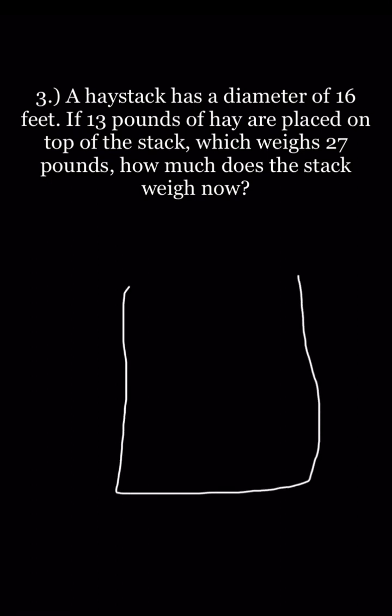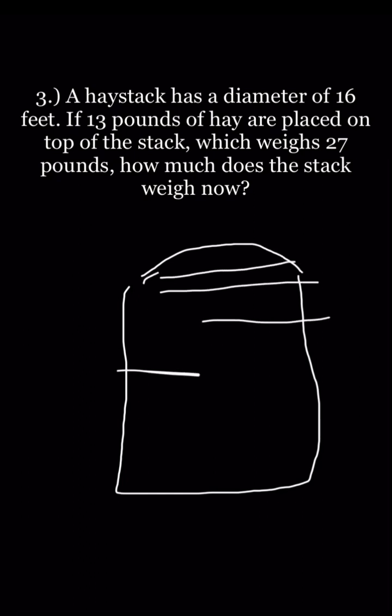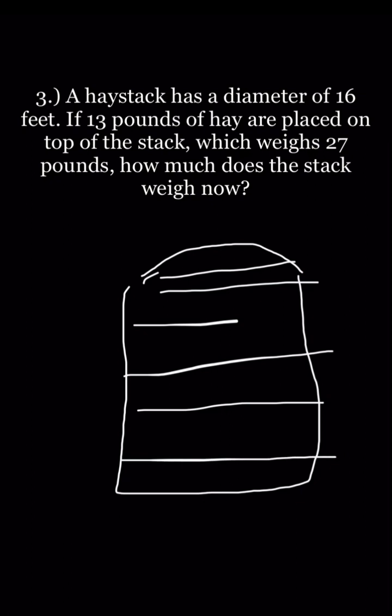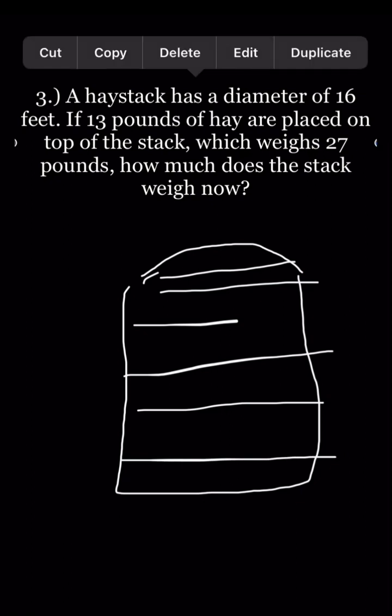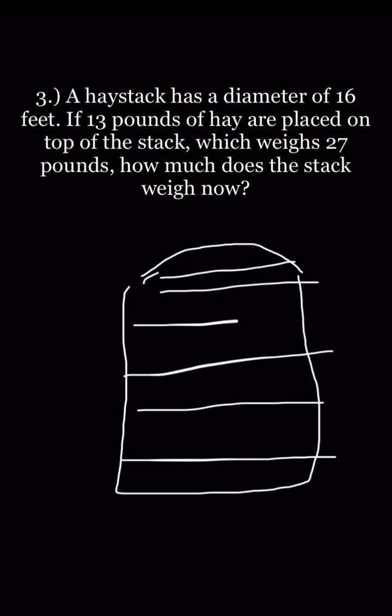If 13 pounds of hay are placed on top of the stack, which weighs 27 pounds, how much does the stack weigh now? Okay, I'm not good at drawing, but let's try it anyway. Let's say this is our haystack. And it says that the diameter is 16. So this is 16.